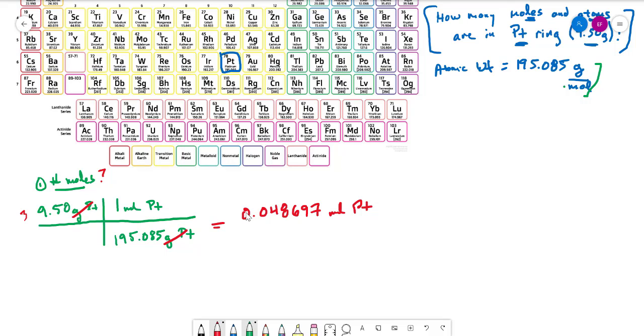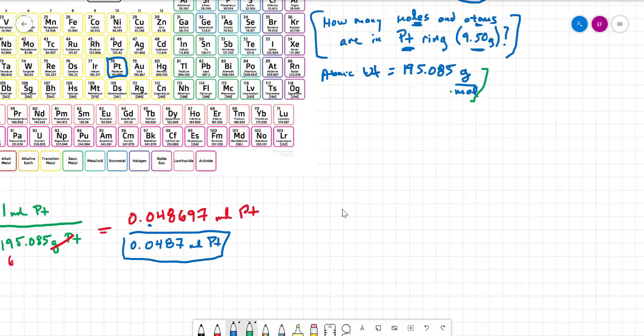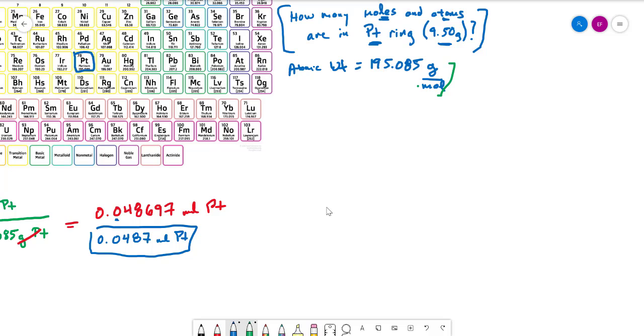Since we had 3 sig figs here and 6 here, that means this number can't be known to any greater than 3, which means this preceding 0 doesn't count. So we have 1, 2, and 3. So we would round up this value, and this would give us 0.0487 moles of platinum. And we'd leave it at that if this was our final answer for the number of moles, which it is to this question. We also have this other question.